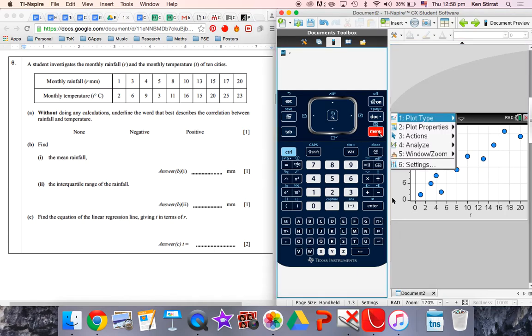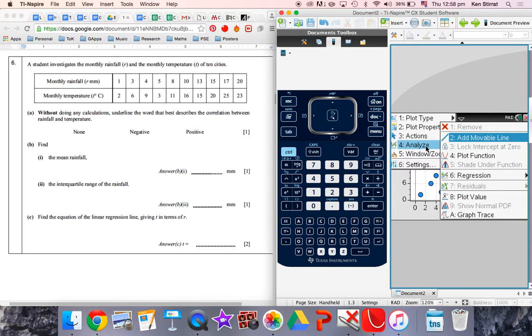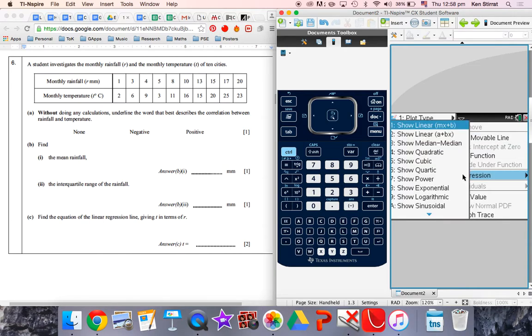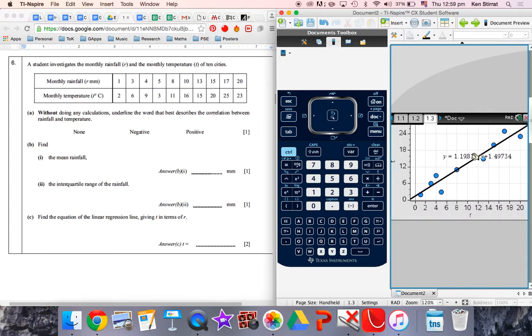Okay, so let's have a look. Menu, analyze, and you've got regression. Regression is a fancy way of saying do a line of best fit. And for our level, it's just linear, mx plus b. And you've got it there.